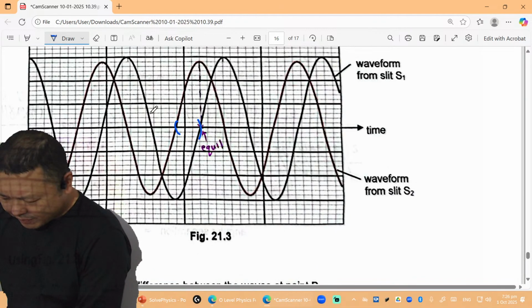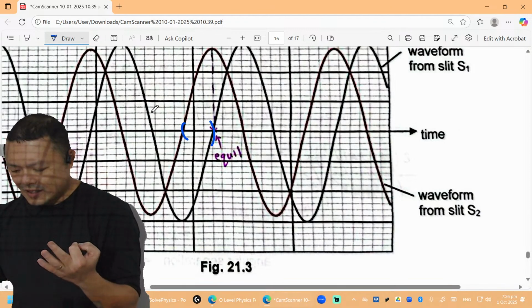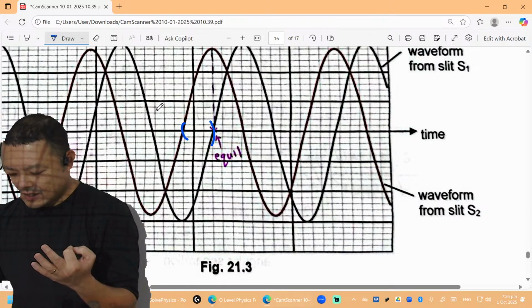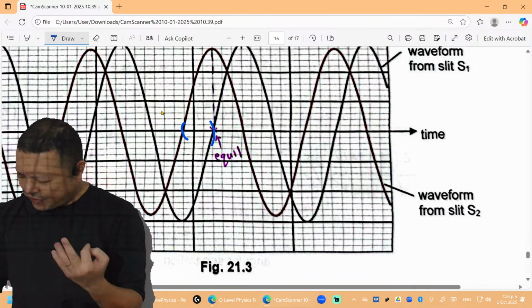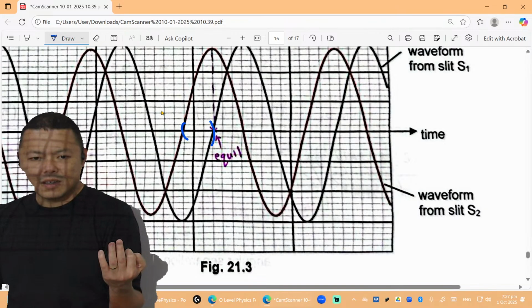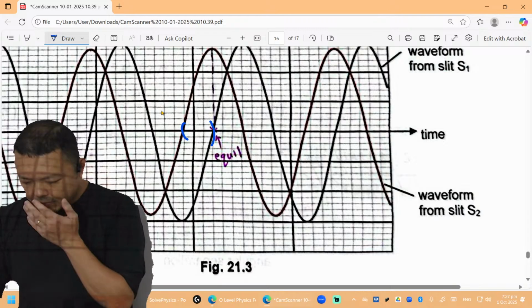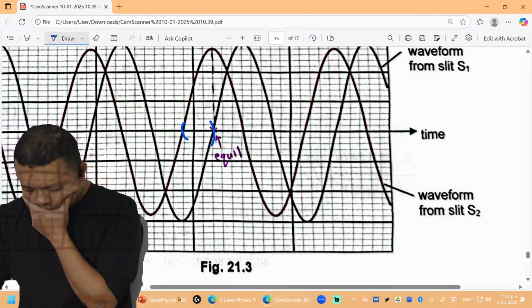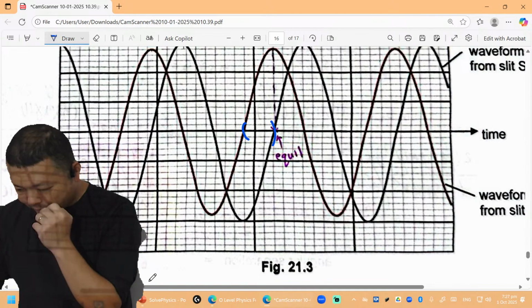How many squares is it off by? 3 squares, right? Oh wait, is it 3 squares? Is it 3 grid squares? Do I see 3 grid squares? I see 3, right? It's 3 grid squares. What's one full wave? How many squares is one full wave? One full wave is how far?